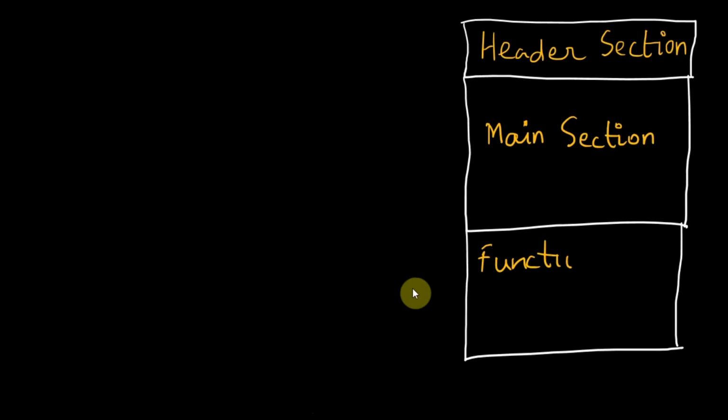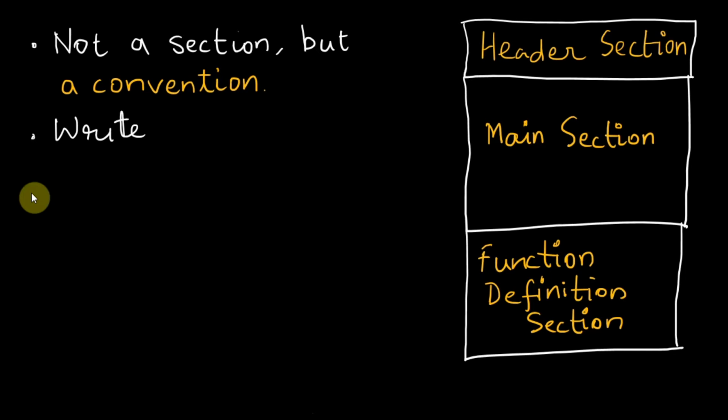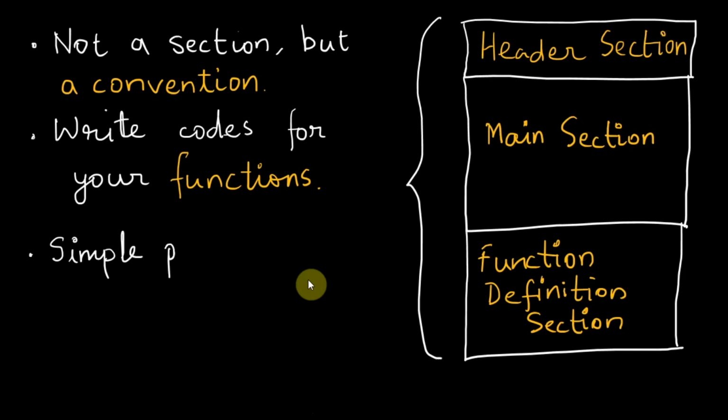The third section is called the function definition section. It is not a section but a convention. So after the main program, you need to write code for the functions declared in the global and main declaration sections. This is the main structure of any C++ program. So now I will write a simple program to demonstrate the sections and make sure to use all the features discussed earlier.